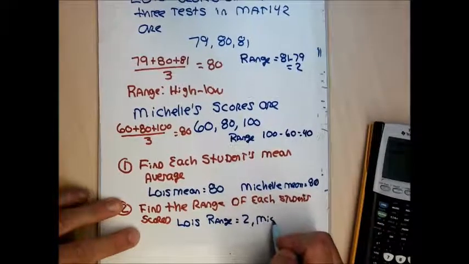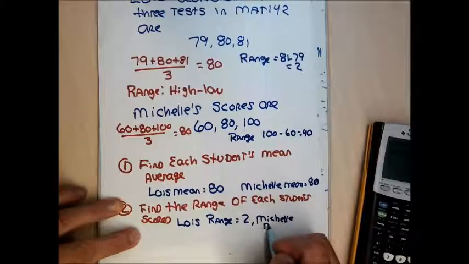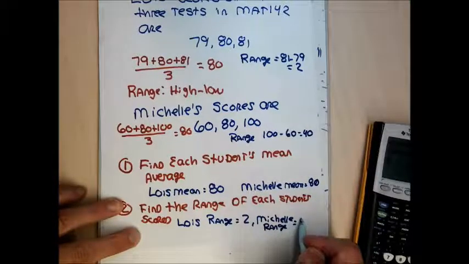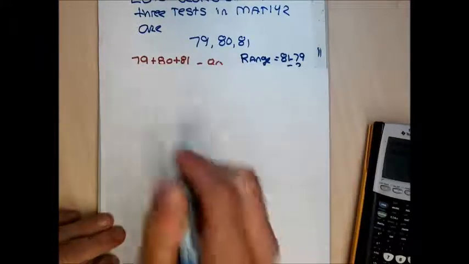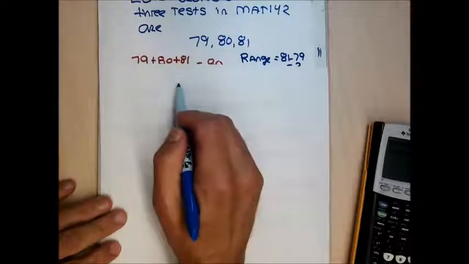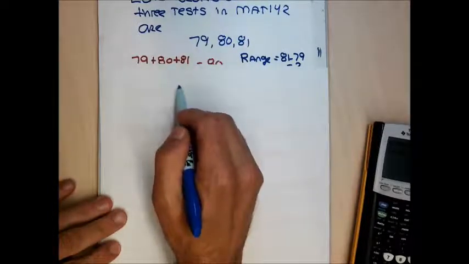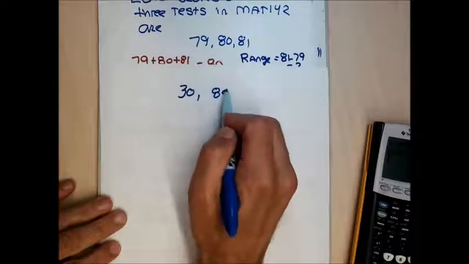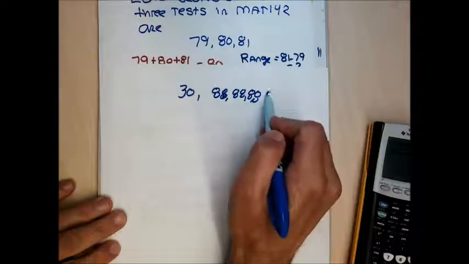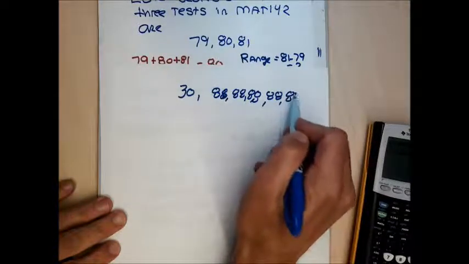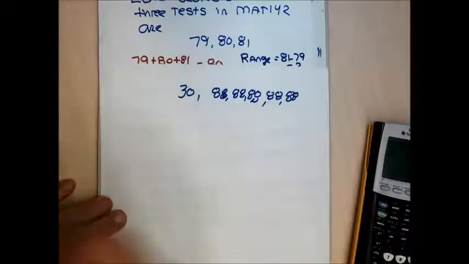So the range certainly tells me how spread out the data is, but the range can be deceptive because it's really strongly influenced by a single outlier. For instance, if these were somebody's test scores, and we did 10 tests in the class, and their scores were 30, 88, 88, 88, 88, 88. They scored 88 in every test and they scored 30 on one test.